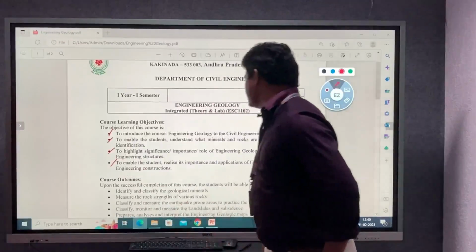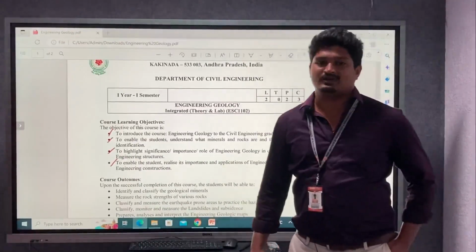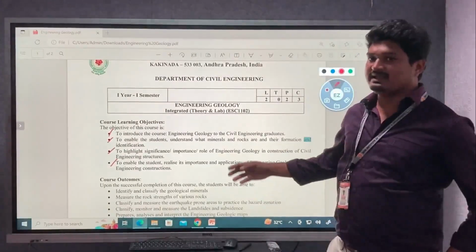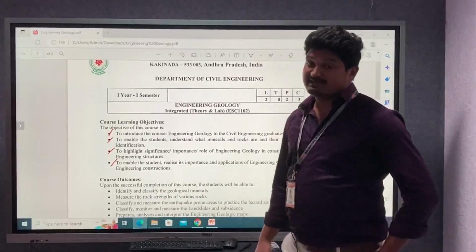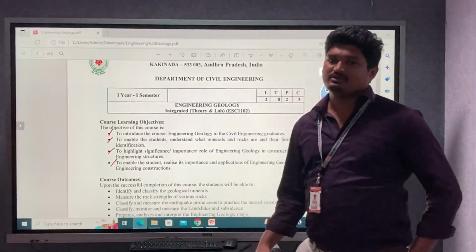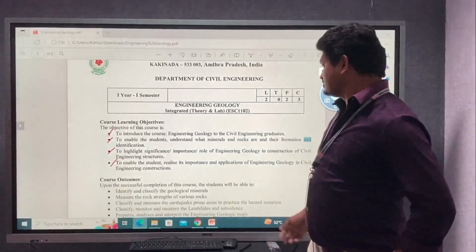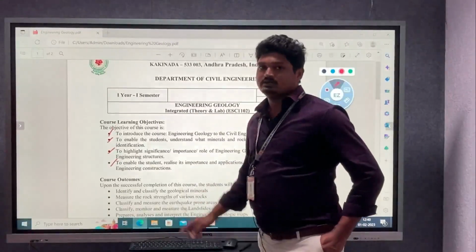And the final one is that geology gives you systematic knowledge, and we have to understand that knowledge and apply it to particular civil engineering constructions. For example, the construction of dams, reservoirs and tunnels. That knowledge will be applicable in this subject.